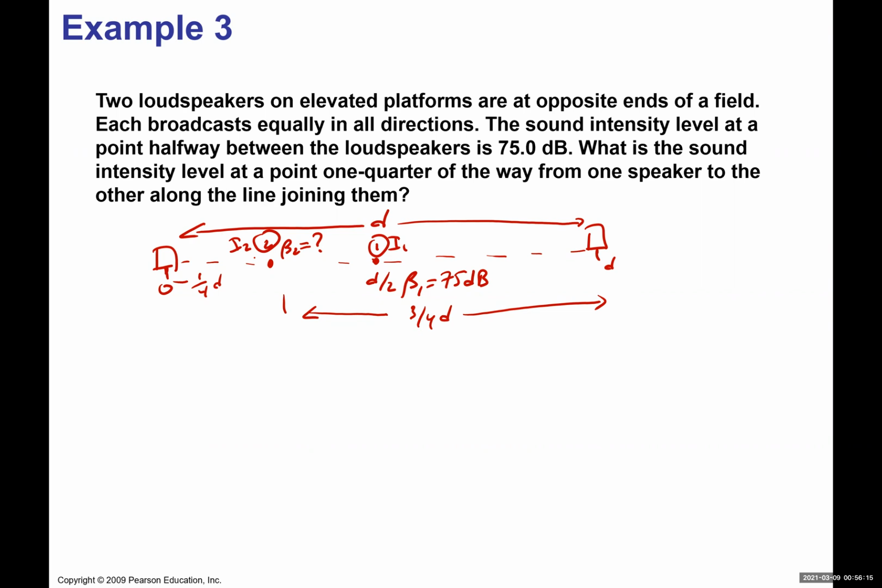Is it going to be higher than beta 1 or lower than beta 1? Well, we're going to find out once we do the calculation. Again, we're assuming that those two speakers produce the same power, and it's an open region, a field, so there should be no reflection, so we don't have to worry about those things. So we can use the equation for delta beta that we already looked at. That means delta beta is beta 2 minus beta 1.